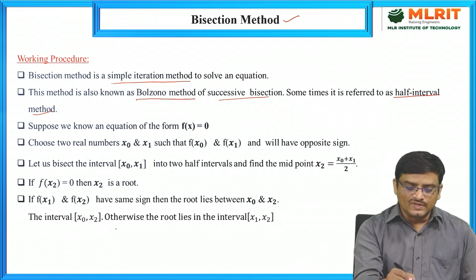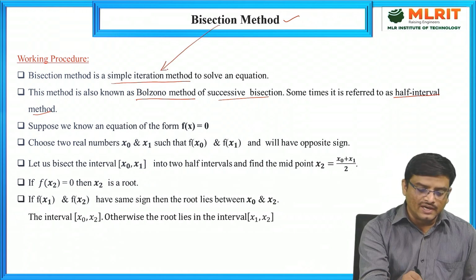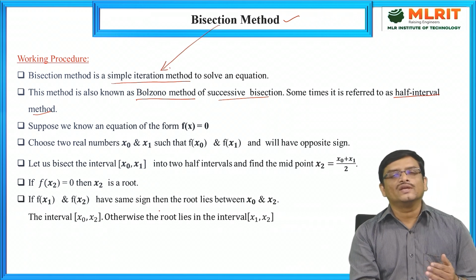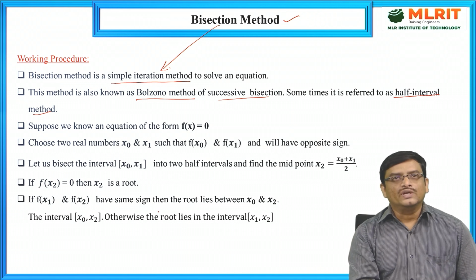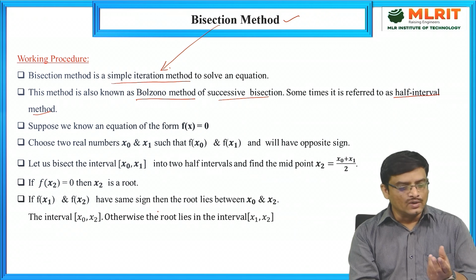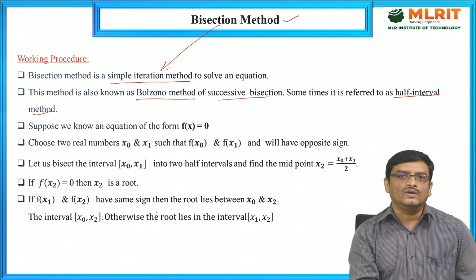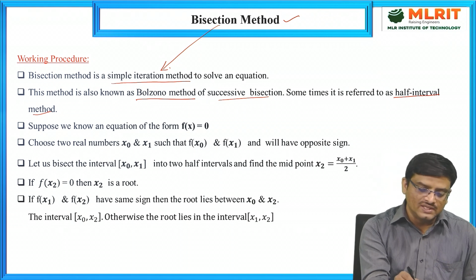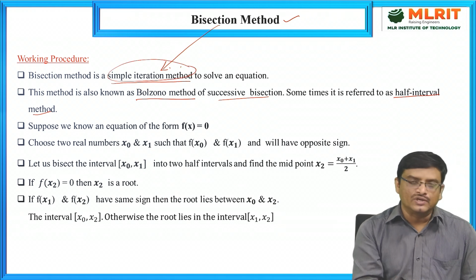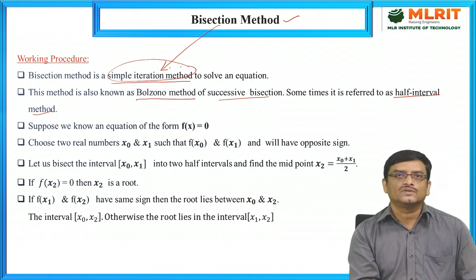First of all, the bisection method is an iterative method. Now we will see what is meant by iteration. Iteration is nothing but repeating the same step a number of times. Suppose I have taken one step here, we follow the same procedure a number of times until we get our required value. Repeating the same step many times, these methods we call iterative methods or iteration methods.